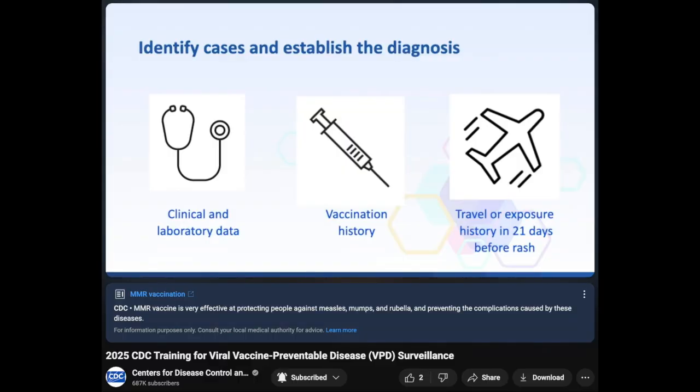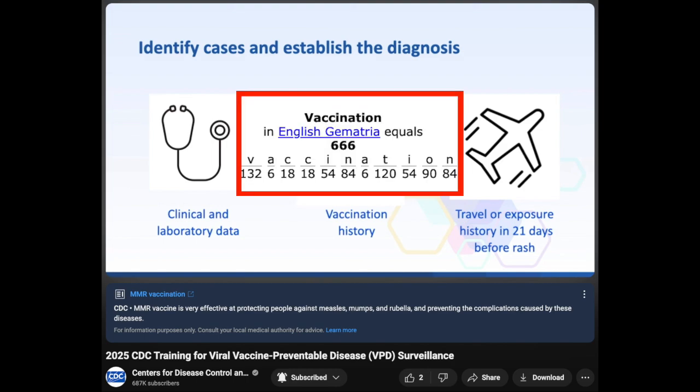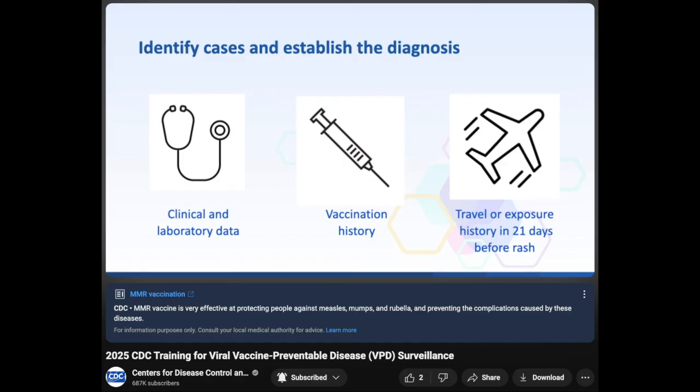A key part of measles investigations is to identify cases, establish the diagnosis, and gather some key pieces of information. This includes gathering the clinical and laboratory data to understand if the case is confirmed and by what method, and gathering a detailed vaccination history, including all doses of measles-containing vaccines and dates of administration. In the U.S., measles vaccination is included only as part of MMR or MMRV vaccine, which includes varicella, but globally, MR, that is measles rubella, and measles-only vaccines are used as well.